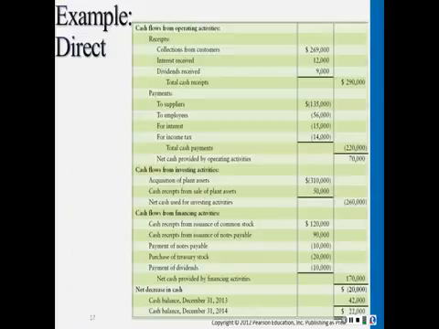The direct method restates the income statement in terms of cash. The direct method shows all the cash receipts and all the cash payments from operating activities. Note that the net decrease in cash is $20,000, the same as the indirect method.